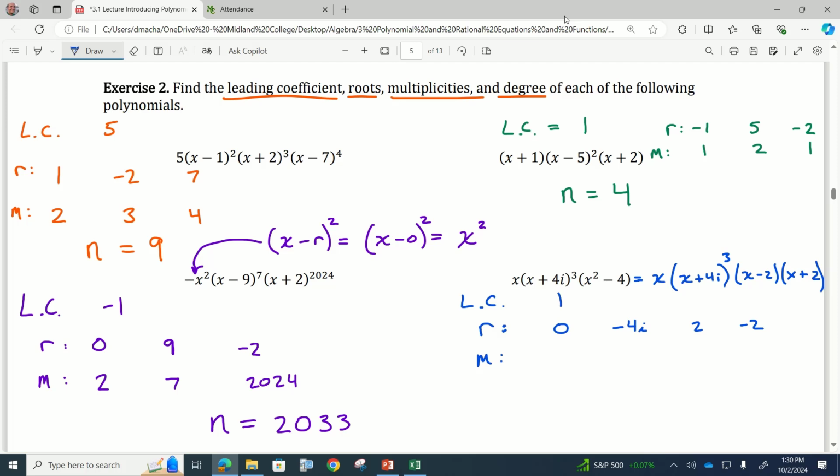We got 4 roots, so I need 4 numbers for their multiplicities from left to right. 1, 3, 1, 1. Very good. And then the degree of this polynomial is 6. Are there any questions about what we just did?